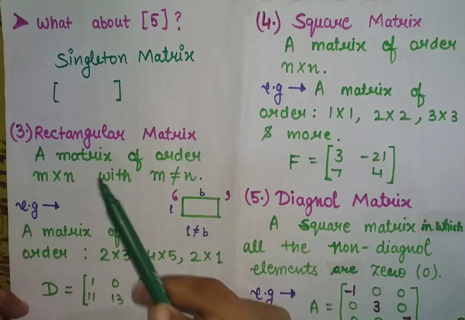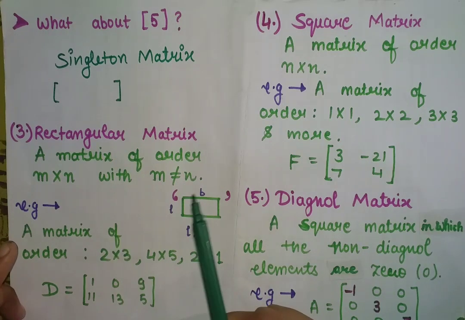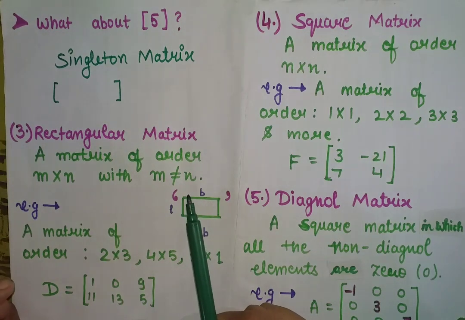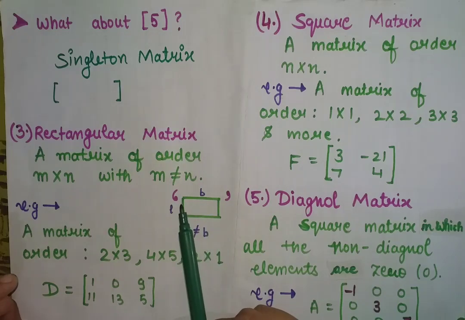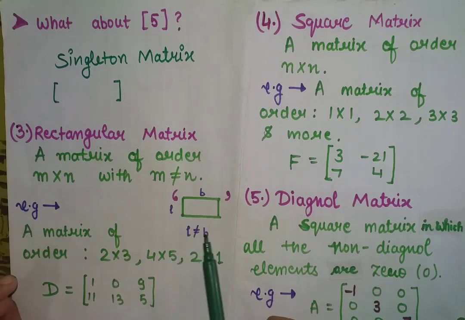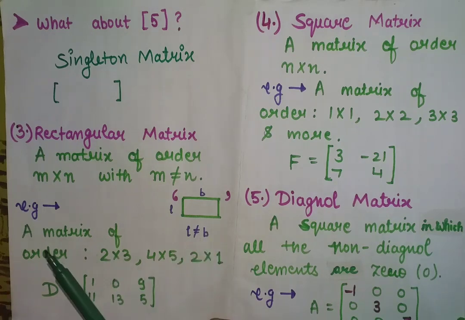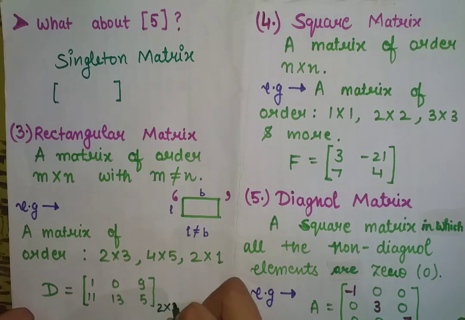What is a rectangular matrix? A matrix of order m by n with m not equal to n is known as rectangular matrix. Similar to how we see a rectangle having length and breadth which are not equal to each other. A matrix of order 2 by 3, 4 by 5, 2 by 1 is a rectangular matrix as its dimensions are not equal to each other. Let's see, D equals 1, 0, 9, 11, 13, 15. This is a rectangular matrix, as we can see, its order is 2 by 3.